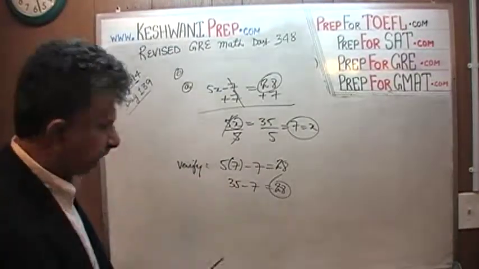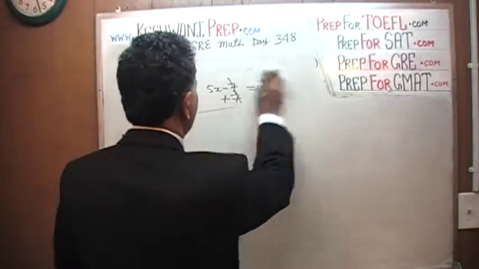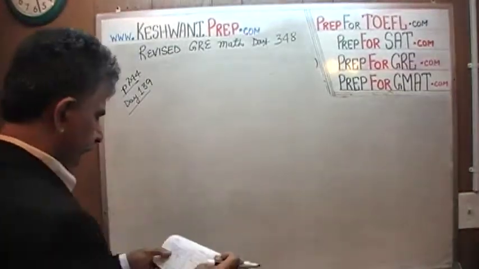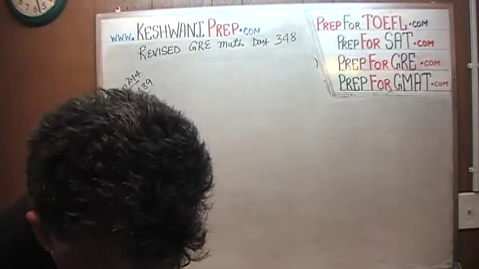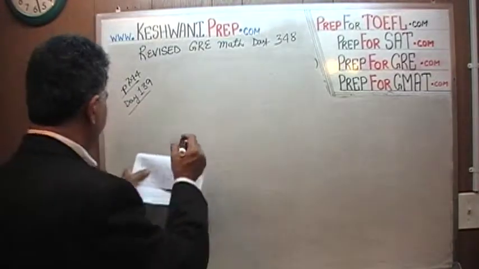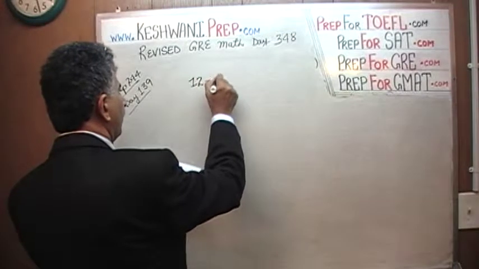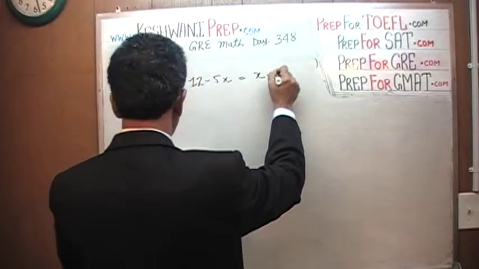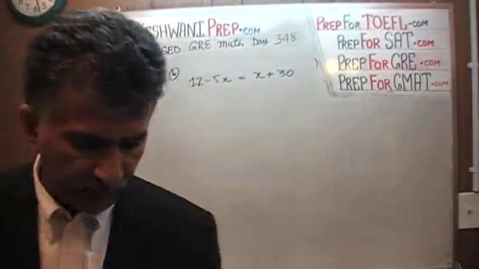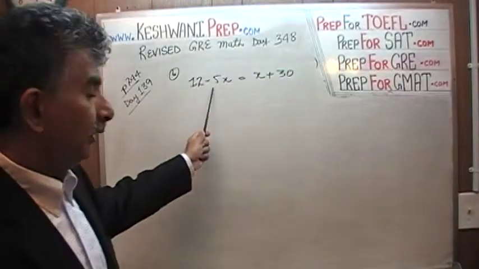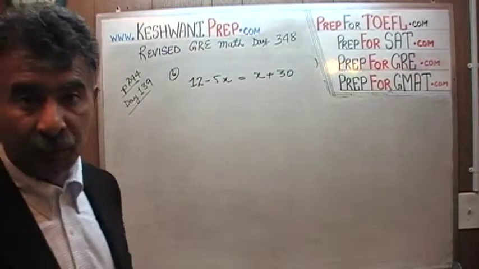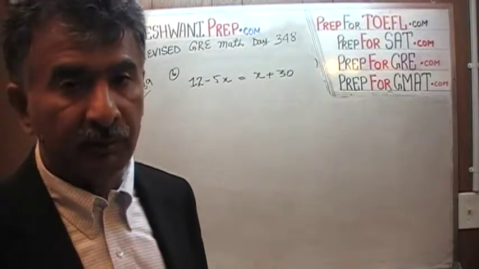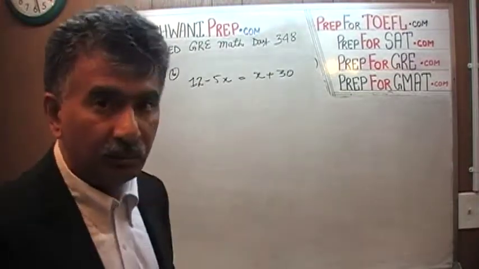Number 2. Part B. Part B says 12 minus 5x equals x plus 30. Again, we want to bring all the unknown to the left hand side. Why to the left hand side? Because that's just a convention, that's just a tradition. We're just going to honor the tradition. The tradition dictates that we bring the unknown to the left hand side.